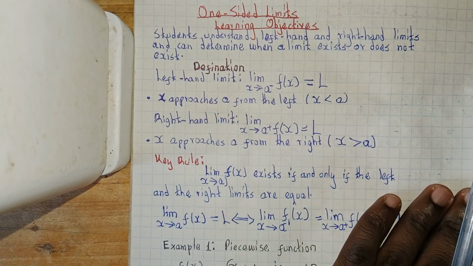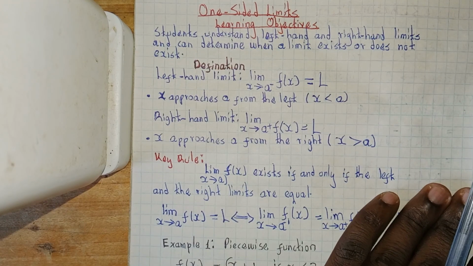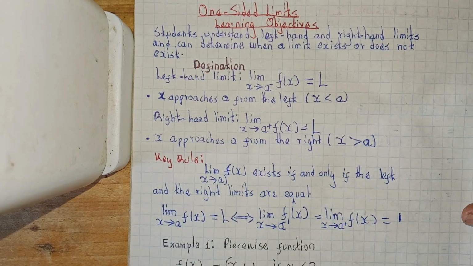So the limit of a function f of x exists if and only if the left and the right hand limits are equal. That is one of the rules of limits.